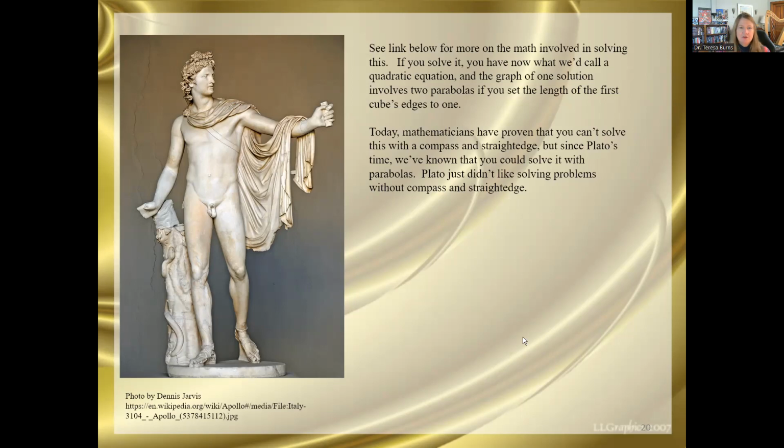If you set the length of the first cube's edge to 1, actually you can set it to anything, you just get a more complicated equation. Today, mathematicians, like I said, have proved that you can't do this with a compass and straight edge. It is mainly because of this cube root of 2, which is an irrational number. But since Plato's time, or Menaechmus's time, the solution to this problem has existed. You solve it with parabolas. You can't solve it with compass and straight edge.